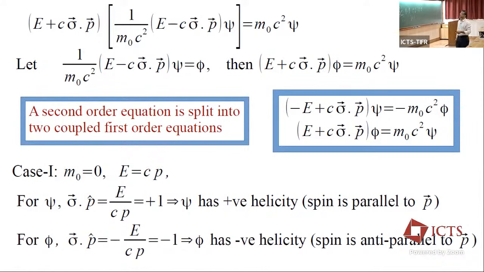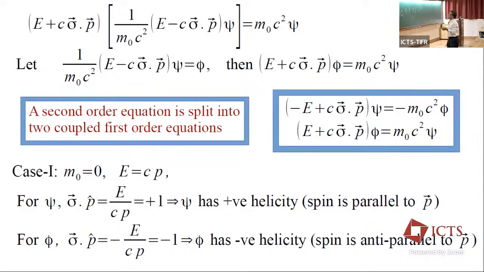Suppose I say that this one part is a wave function phi, and I replace this part by phi, then you get another equation. So a second order equation is split into 2 coupled first order equations. What is the coupling constant here? You can see that I can write these 2 equations, and the coupling constant is the rest mass. So if your rest mass is equal to 0, then the 2 wave functions psi and phi become decoupled, independent equations.